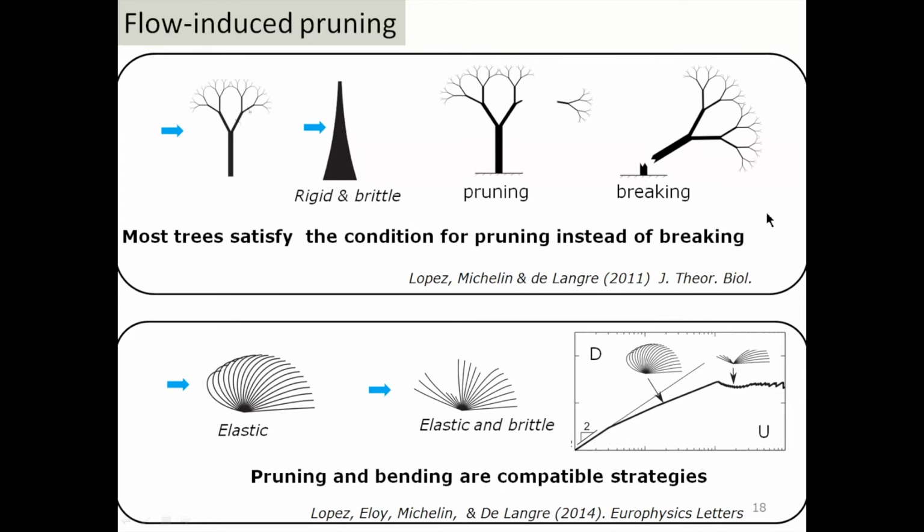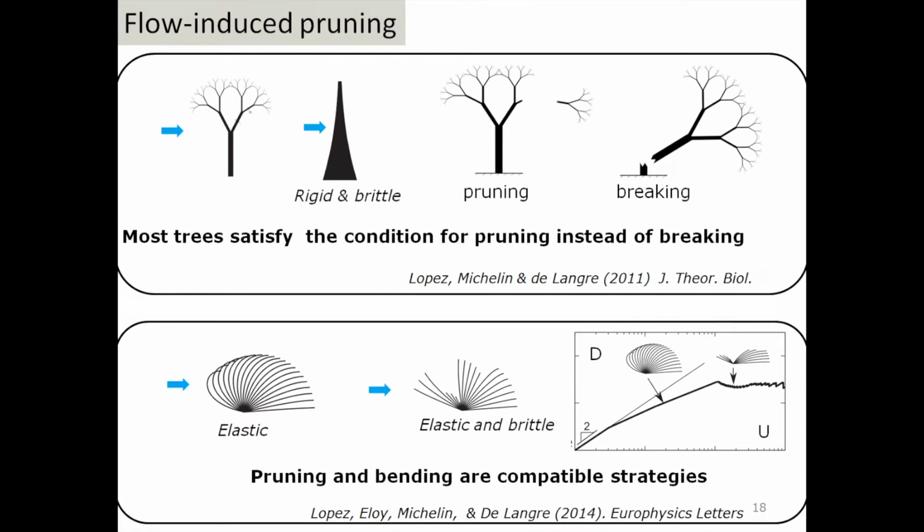And if you look at the condition that you have to have this instead of this, which is quite different, what you find out is that most tree geometries satisfy the condition for pruning instead of breaking. That is, they are going to lose pieces before breaking, which is, of course, not so reversible, but still better than losing your life when the issue is very large.